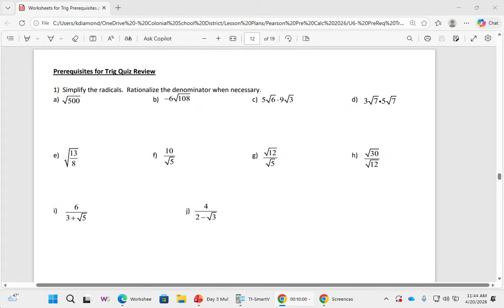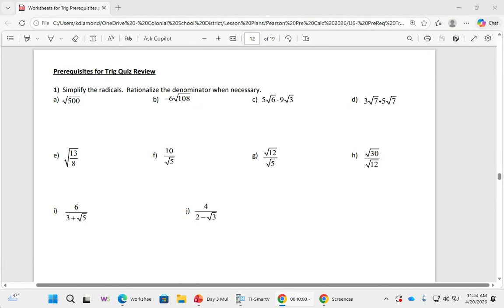So this first section is simplifying radicals. You'll need your calculator for this. If I want to simplify the square root of 500, the first thing I would do is check to see if it's a perfect square in the home screen of the calculator. So second x squared root 500, but that's a decimal.